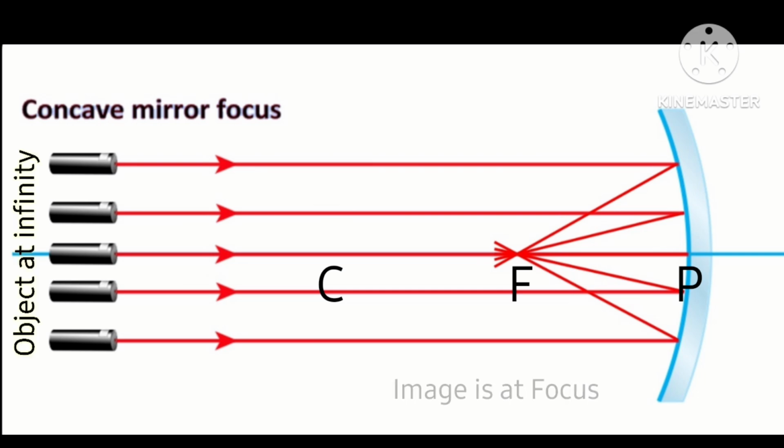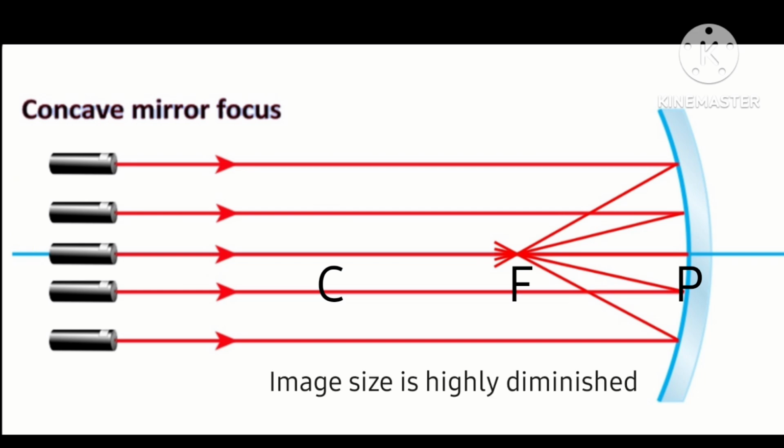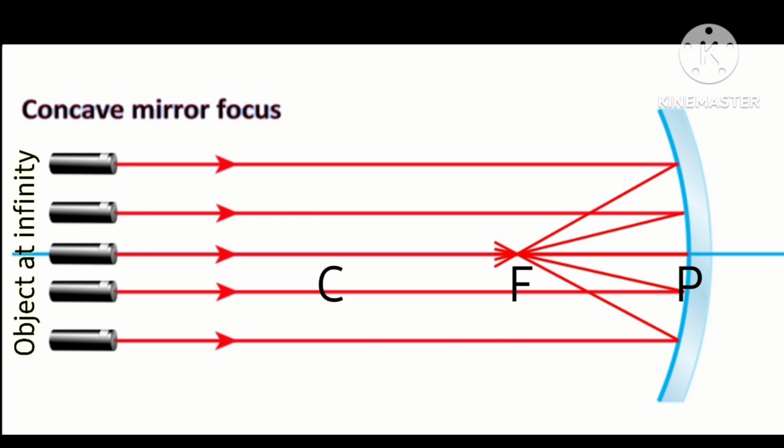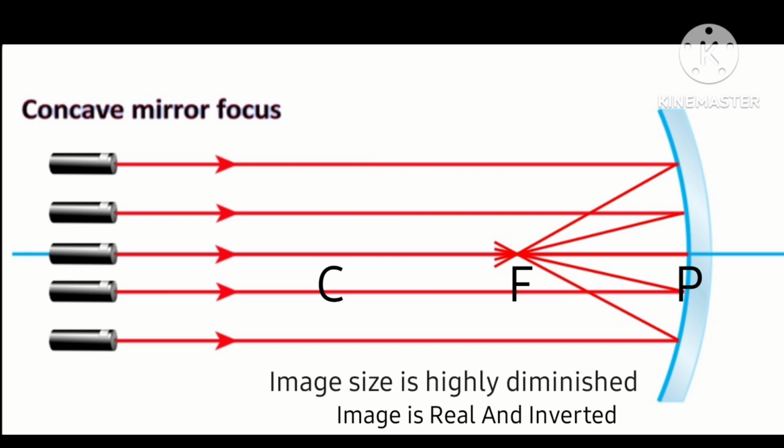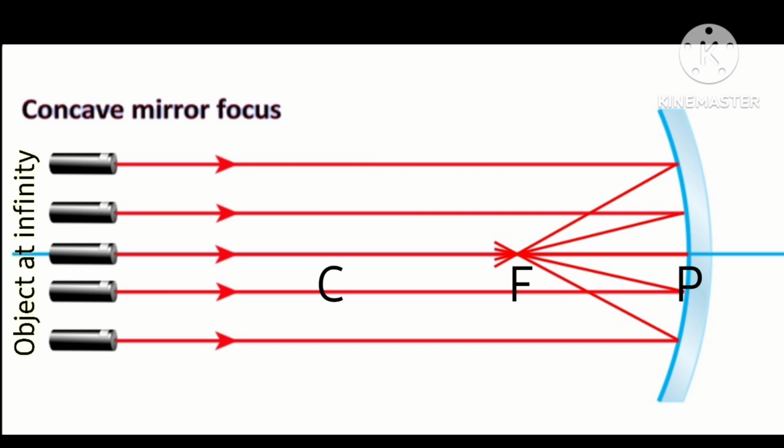Now we see about the image characteristics. Image size is highly diminished, and the nature of the image is real image, because all the reflected rays meet at a point. So it is a real image. And the image is inverted.